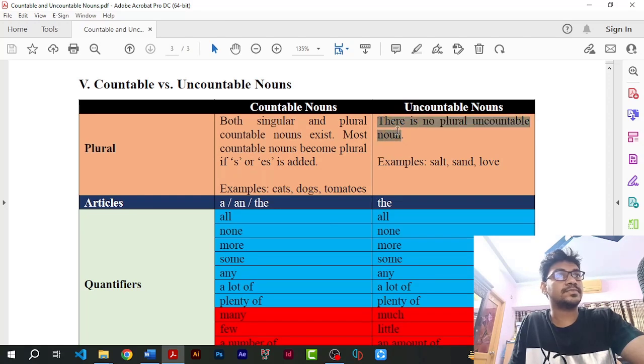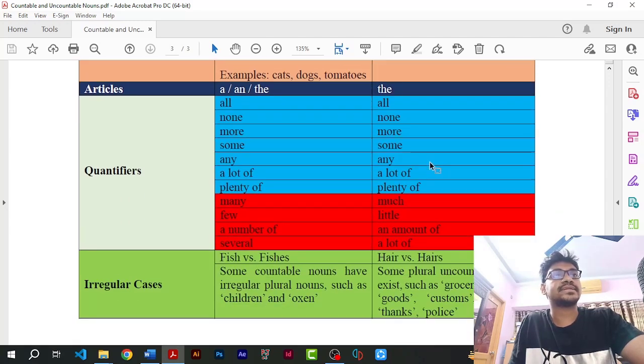Let's go to uncountable nouns. There is no plural uncountable noun. Examples: salt, sand, love. Okay. So there are some exceptions such as goods, customs, clothes, arms, thanks. Okay. So police. So police is actually a plural noun.